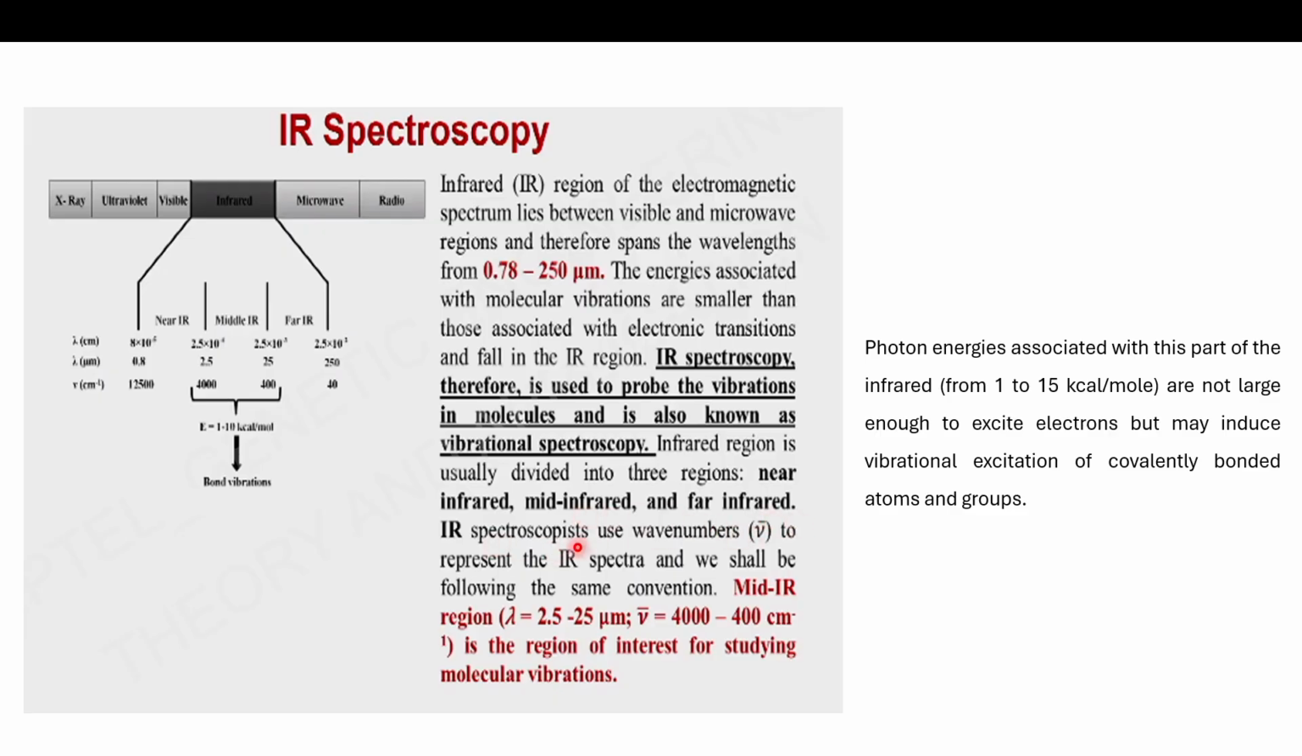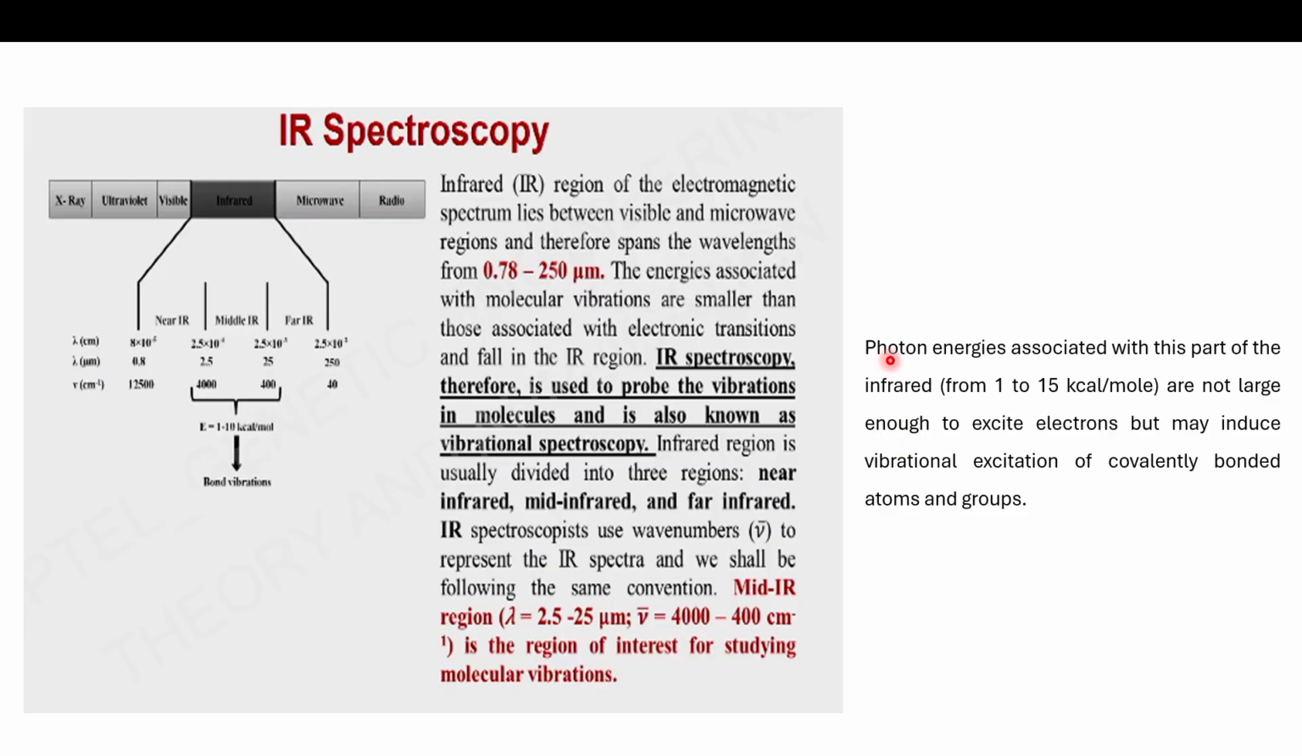Wave numbers are basically the inverse of the wavelength value. Mostly IR spectroscopists use wave numbers, or nu bar, to represent the IR spectra. The mid IR region is in the wave number range of 4000 to 400 inverse centimeters, or a wavelength of 2.5 to 25 micrometers, and is the region of interest for studying molecular vibrations.